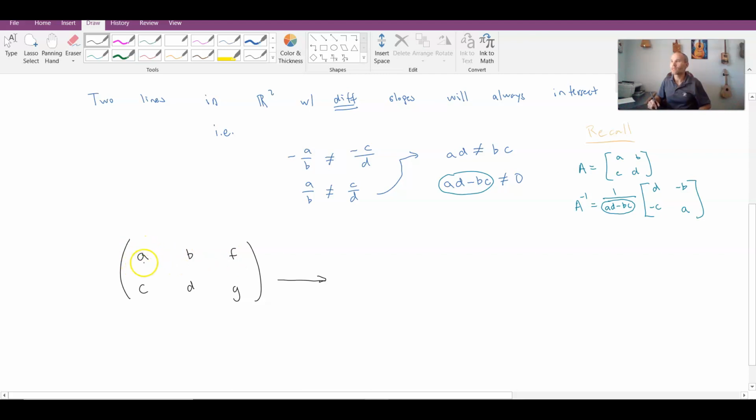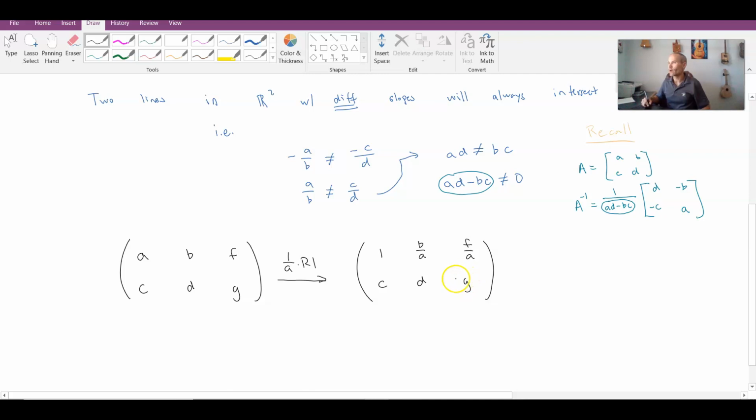So to get this into a 1, what I would first do is take 1 over A times row 1. And what that will do is that 1 over A times A is 1, 1 over A times B is B over A, and 1 over A times F is F over A. Okay, so then we have C, D, G down here.